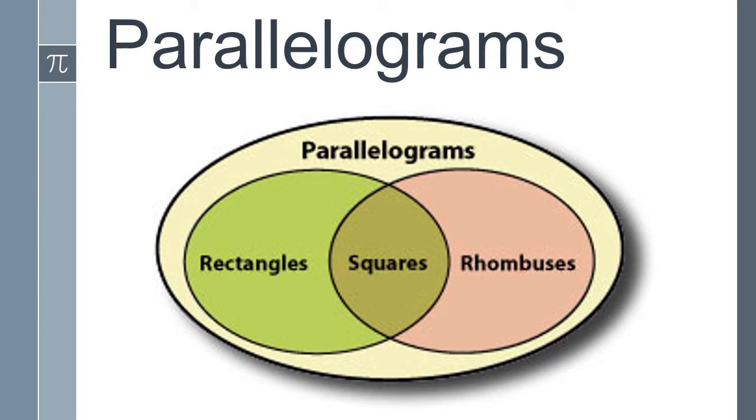So in the family of parallelograms, which is in the big family of quadrilaterals, within this family, that's the big oval, you have a family of things called rectangles, and you have a family of things called rhombuses. And inside of those, in this shared area right here, that's where we find squares. This is called a Venn diagram.